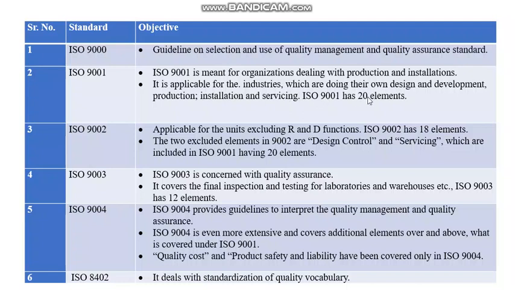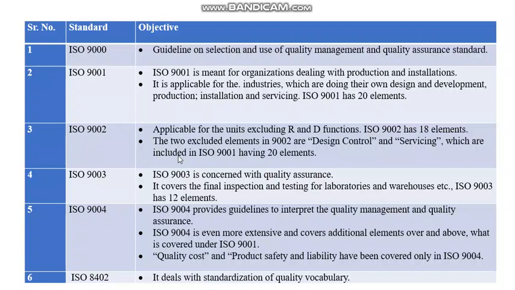It is applicable for industries which are doing their own design and development, production, installation, servicing. If it is a little big company and they are not depending upon others or taking the help of others, but doing their own design and development, production, installation, servicing, then ISO 9001 will be applicable. This ISO 9001 has 20 elements. Our scope is not to go into finer details of these 20 elements, just to know what 9001 is. Those who are interested further can explore this.